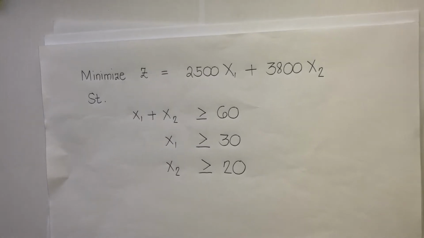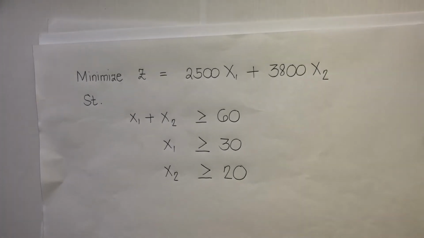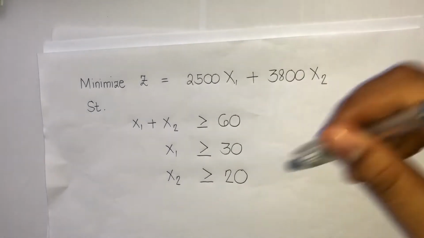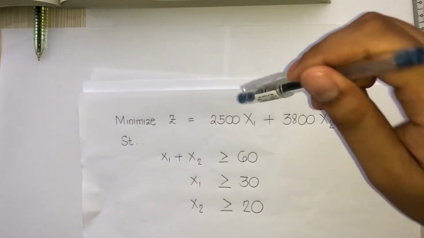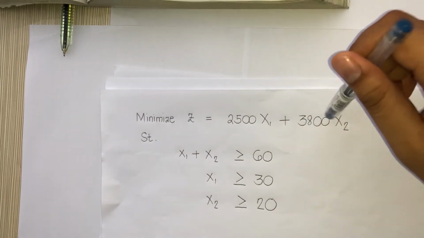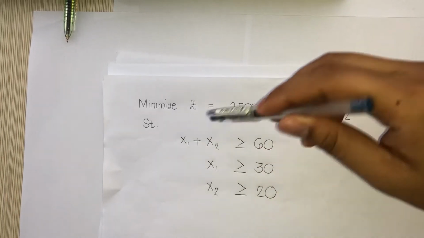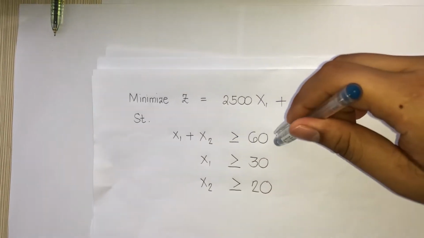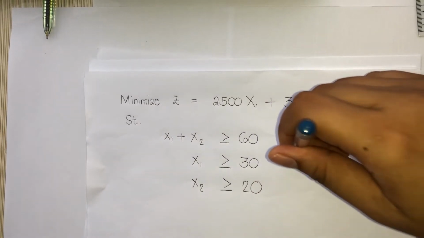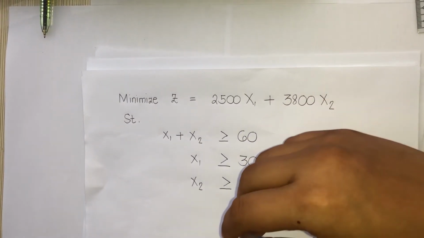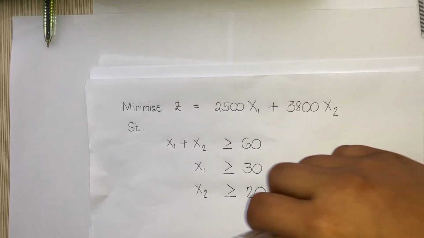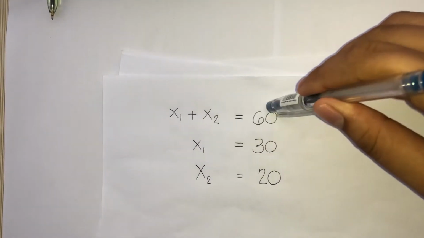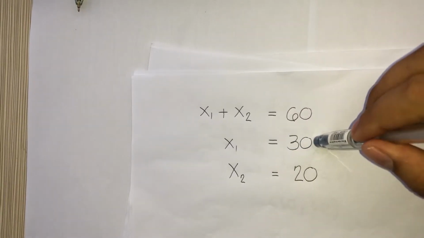From the information received in Chapter 7, number 18, we formulate this linear programming model, which is a minimization problem. Min Z equals 2,500 x1 plus 3,800 x2, subject to x1 plus x2 greater than or equal to 60, x1 greater than or equal to 30, and x2 greater than or equal to 20. The inequality constraints should be converted to equality constraints, and then we come up with x1 plus x2 equals 60, x1 equals 30, x2 equals 20.